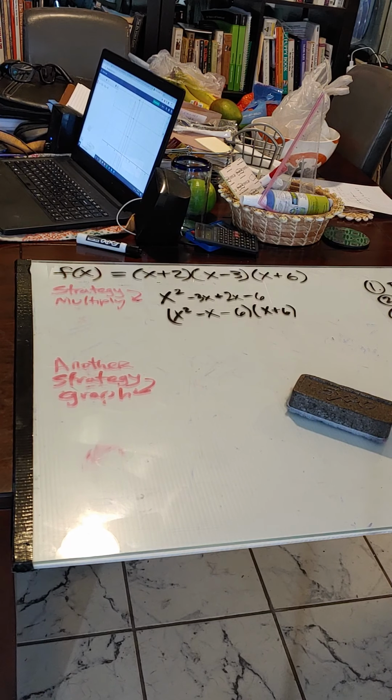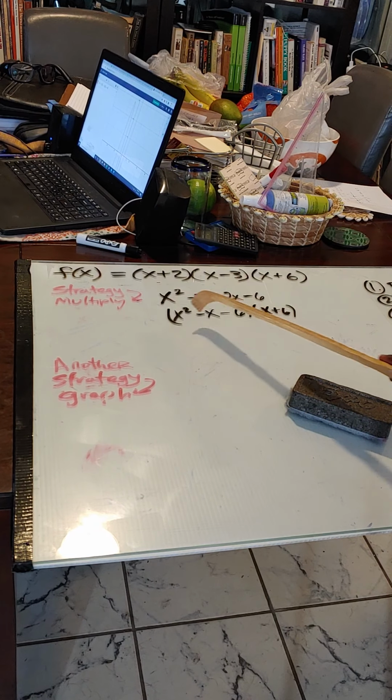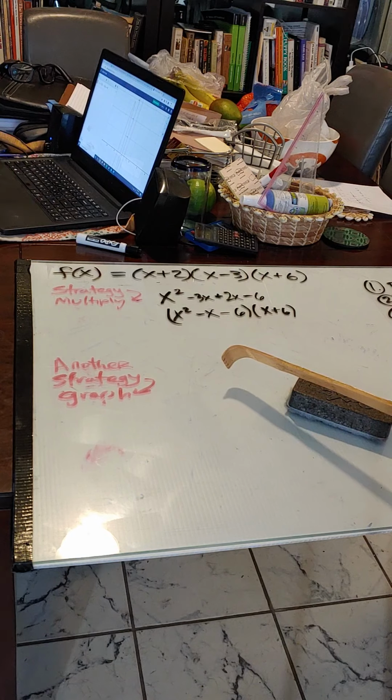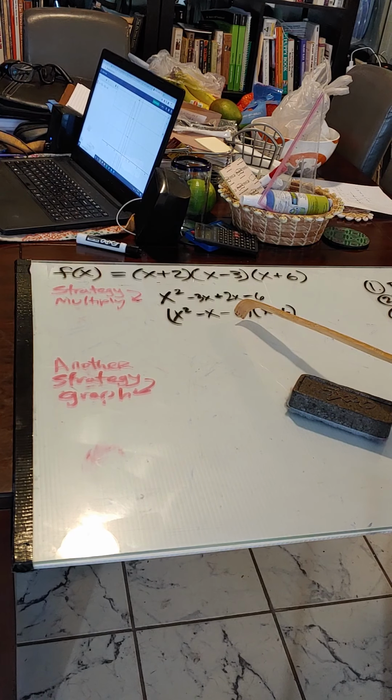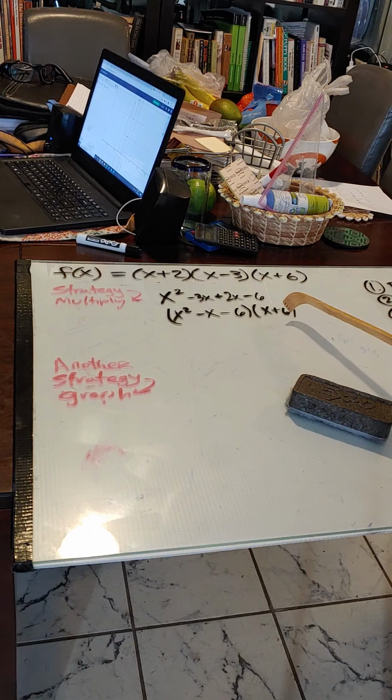And we're going to distribute. So I'm going to distribute x times x squared is x cubed. X times negative x is negative x squared. X times negative 6 is negative 6x. 6 times x squared, 6 times negative x, and 6 times negative 6. And that is going to give us this polynomial in standard form.